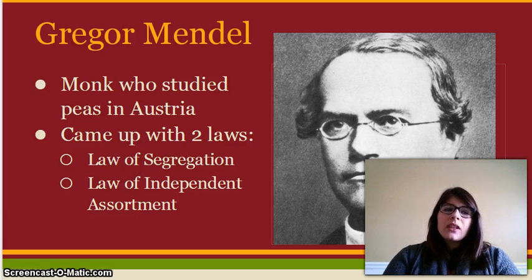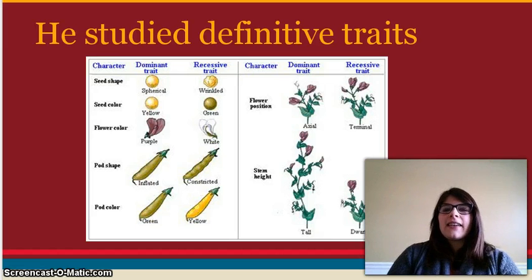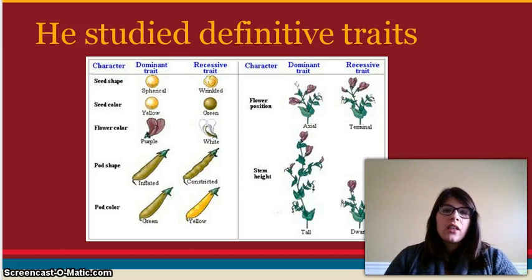So what did he study though? Like I said, he studied pea plants, and he studied 7 different traits in these pea plants. He studied seed shape, seed color, flower, pod shape, pod color, the position, and the stem height. Now, as you can see, there's a definite dominant trait in all of these traits, and there's a definite recessive trait. So it is either dominant or recessive when we talk about Mendelian genetics.